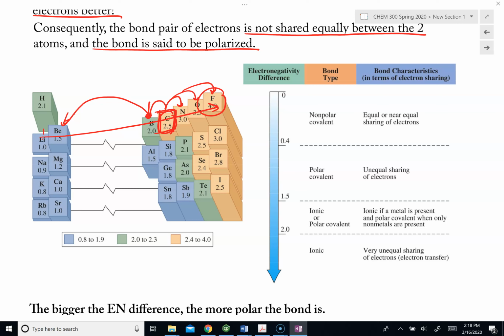Now, let's understand why. Why do the trends of electronegativity increase going from left to right?